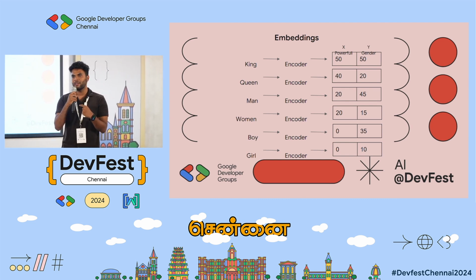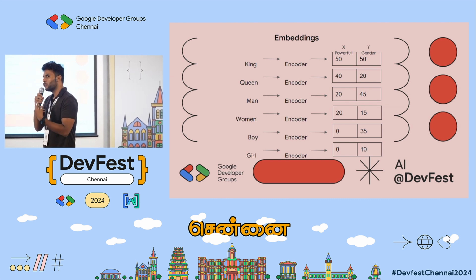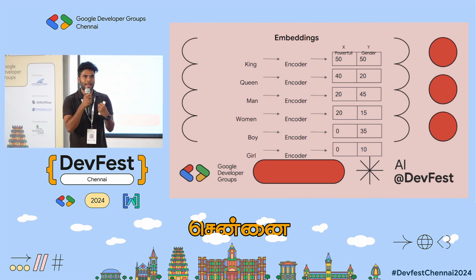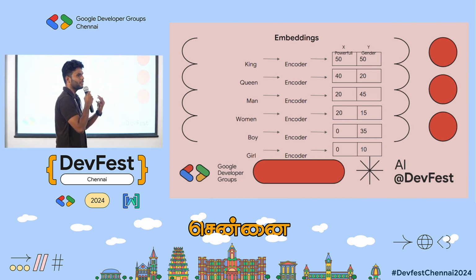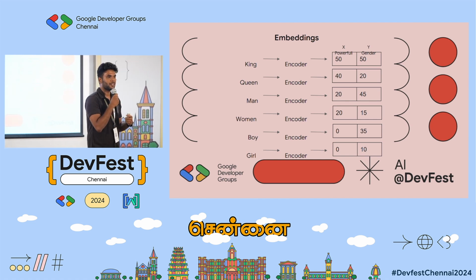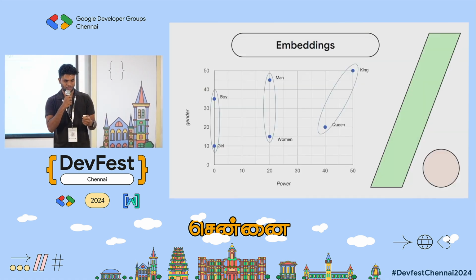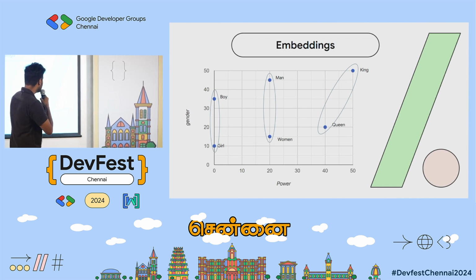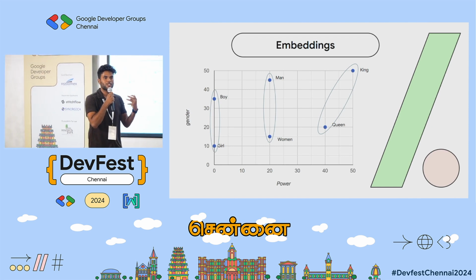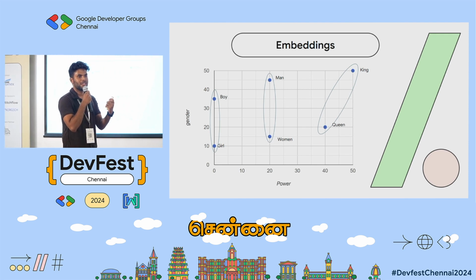Likewise, we will generate embedding for queen. The queen has less power as compared to the king, so we will give her 40, and the gender is female, so we will give her 20. Likewise, we will generate embeddings for the remaining words, and let us plot the values on a graph. As you can see, the words king and queen are placed near each other because they have so much in common in power but differ in gender.